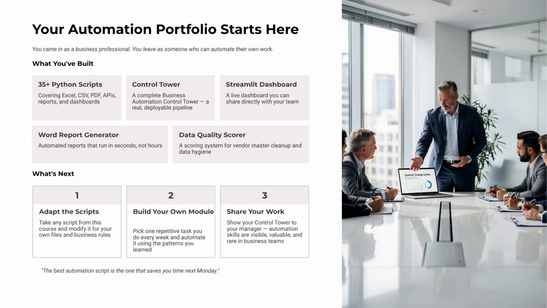But this is only the beginning. The real value comes when you take these scripts and adapt them to your own work. Pick one task that you repeat every week. Maybe it is a report. Maybe it is a file check. Maybe it is a reconciliation. Maybe it is an exception tracker. Use the patterns from this course and automate that task. The best automation script is not the most complex one. The best automation script is the one that saves you time next Monday.